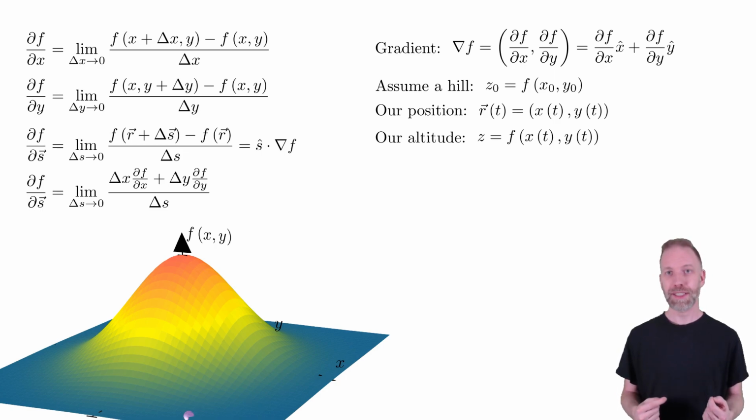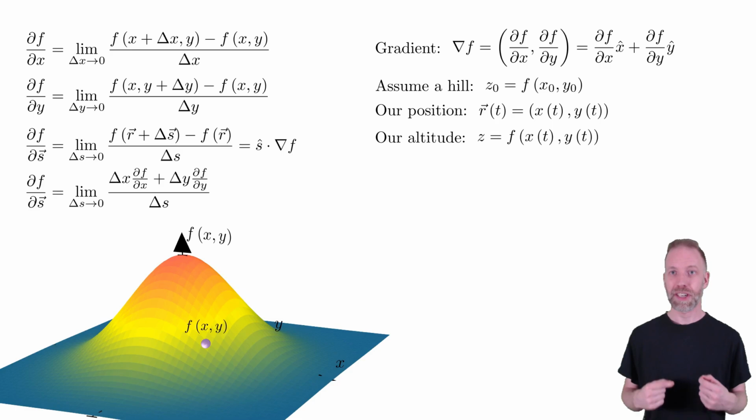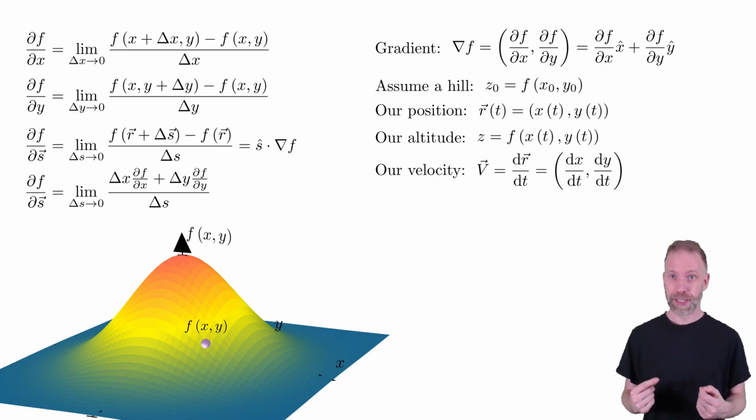If we add our position to the figure, we can see that our altitude will depend on our position on the hill. What we want to calculate is how our altitude changes, which will be the total derivative of our altitude. Start by introducing our velocity v as the total derivative with the dr dt.